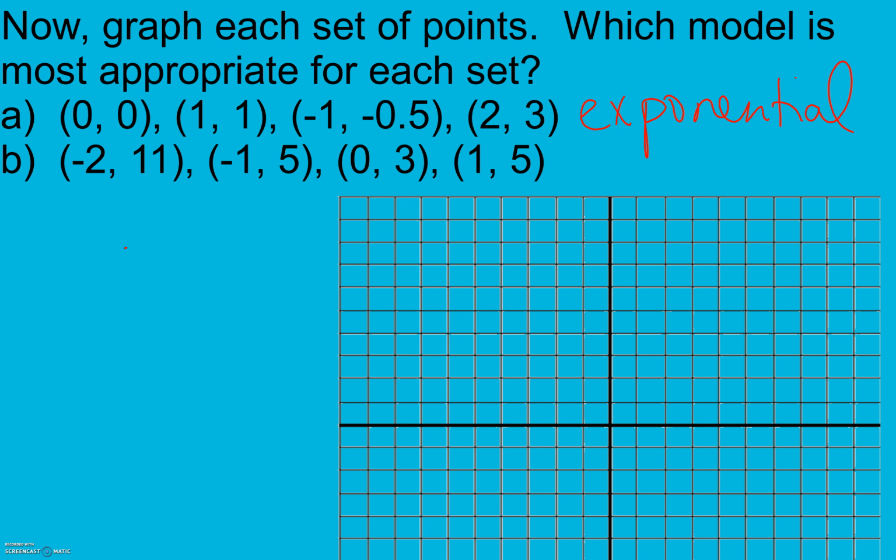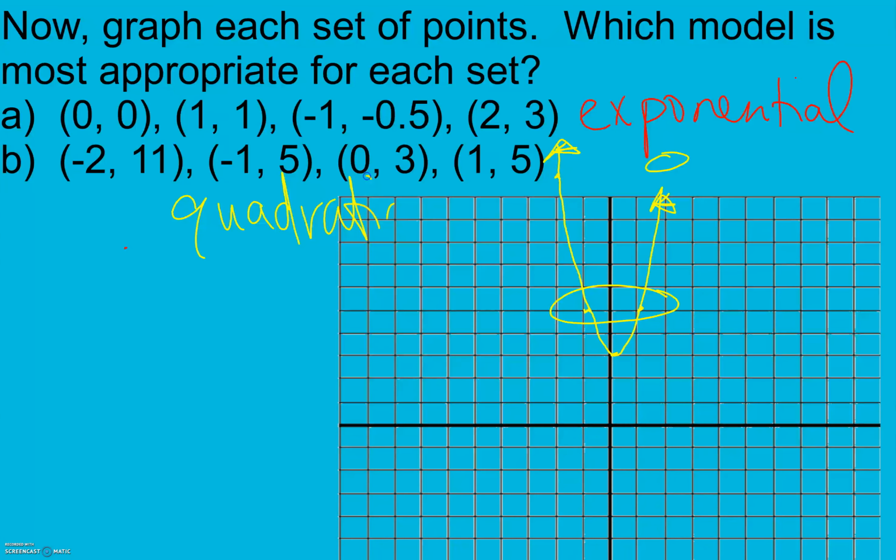For B, negative 2, 11. Negative 1, 5. 0, 3. And 1, 5. So here, because this is going to make that U-shaped graph, and even though I don't have the point here that I would need for it to be symmetric, these points are symmetric, which means here I'm going to have a quadratic function.